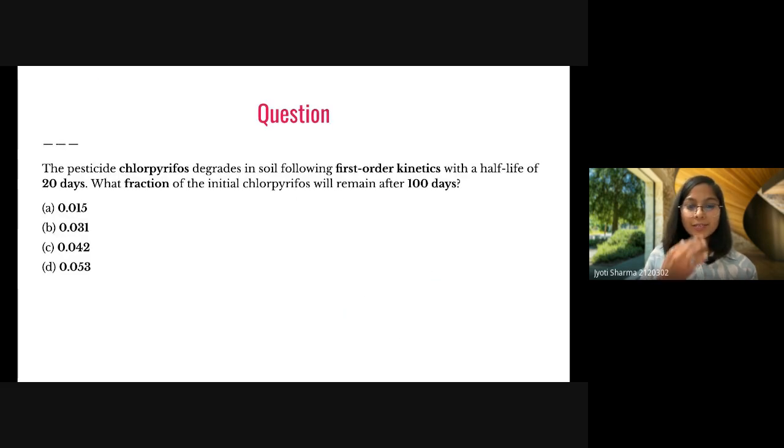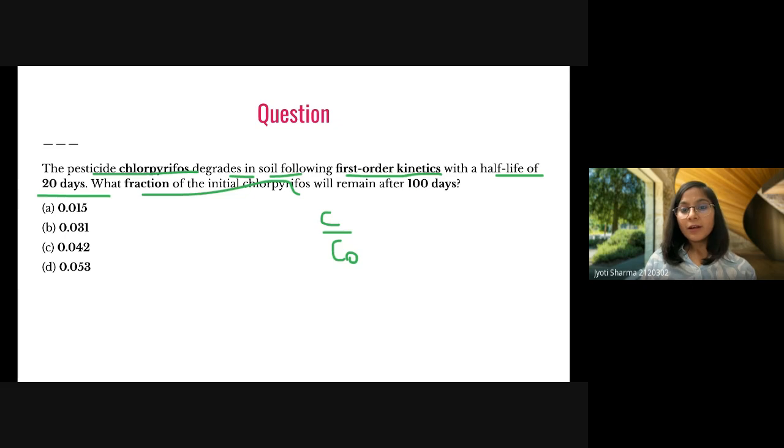Okay, the next question is again very simple and very similar to the previous question. You have one pesticide that is degrading in the soil, and that degradation is following first order kinetics. And again, the half life is given. This is 20 days. What fraction of the initial concentration, so you need to calculate C upon C node, what fraction of initial chlorpyrifos will remain after 100 days? So here t is equal to 100.